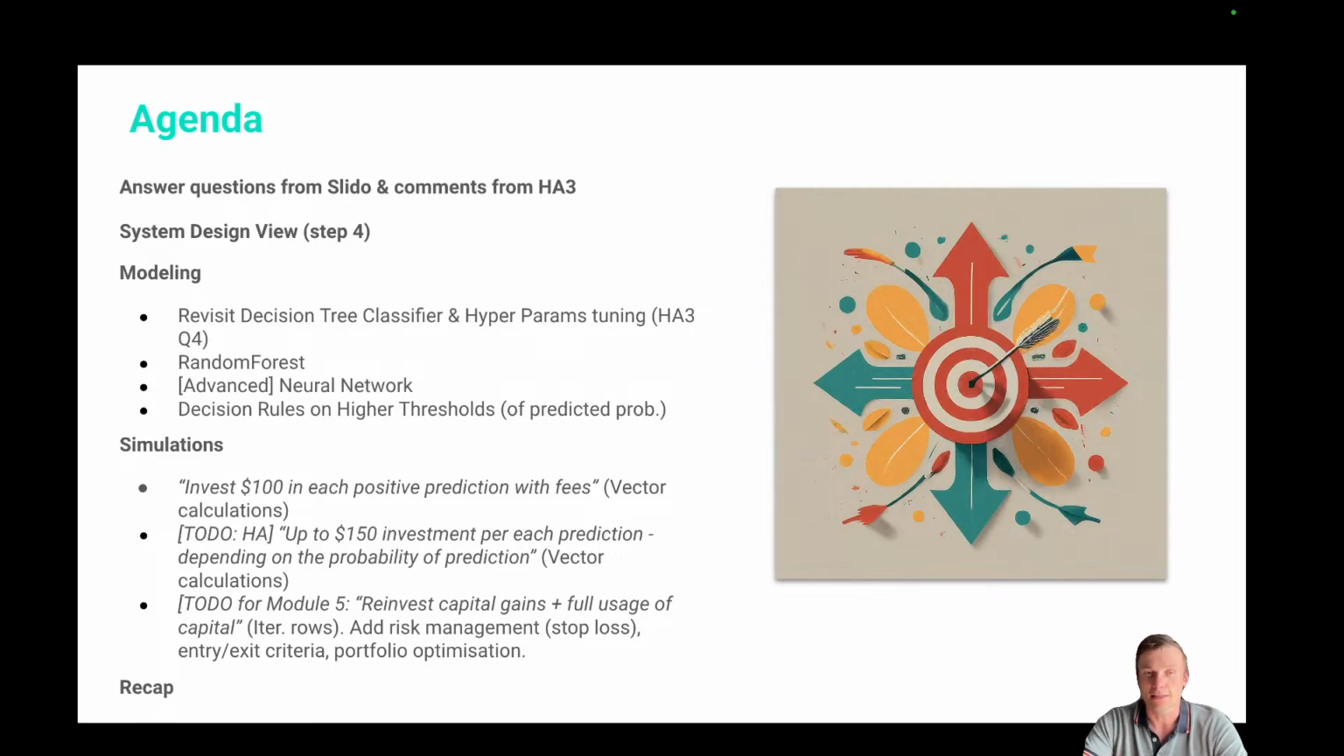And on the next lecture, we will cover a more advanced or more precise simulation, which will include reinvestment of capital gains, full usage of capital, risk management, entry-exit criteria, and portfolio optimization. So today we will have a simplified approach for simulations. It will give us approximate profitability. It is faster to calculate, and you can do it with vector operations, which is very efficient when you use Pandas.